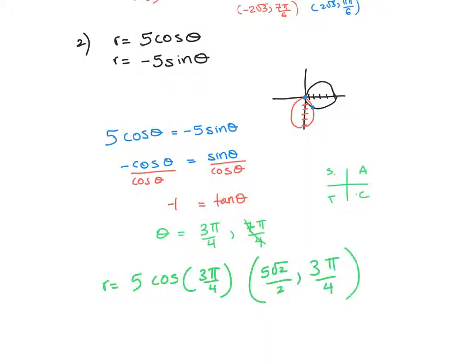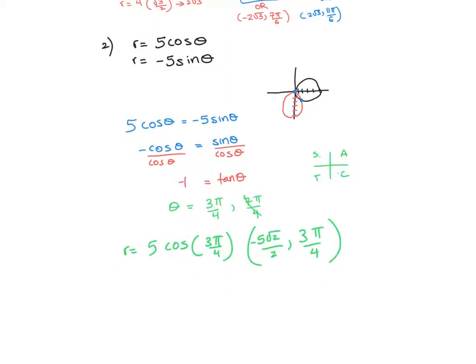or that's going to be negative 5 root 2 over 2. Cosine of 3 pi over 4, so the cosine in here is going to be negative. So that's going to be negative 5 root 2 over 2, 3 pi over 4. And if you plug in the other one, the other one is going to be positive. So you can write 5 root 2 over 2 and 7 pi over 4.